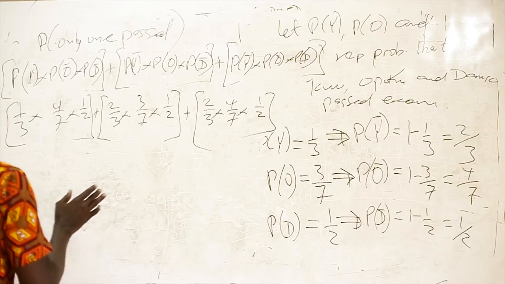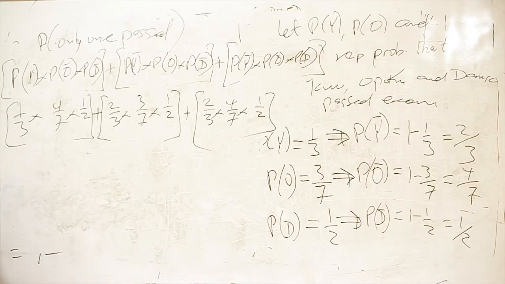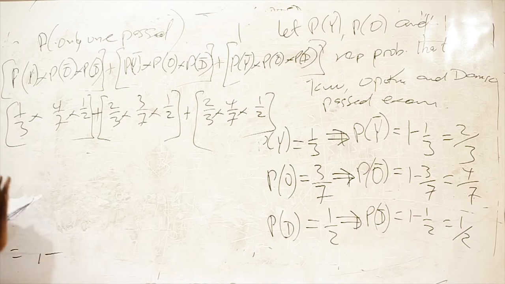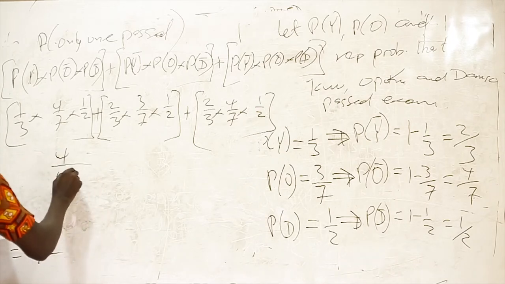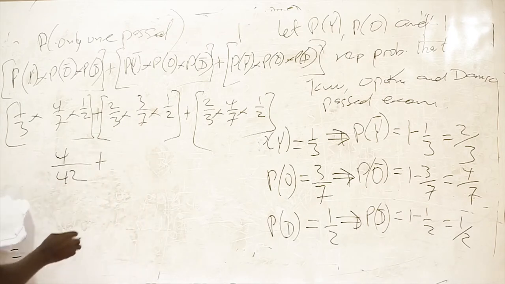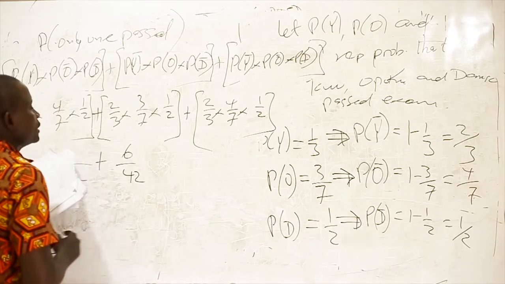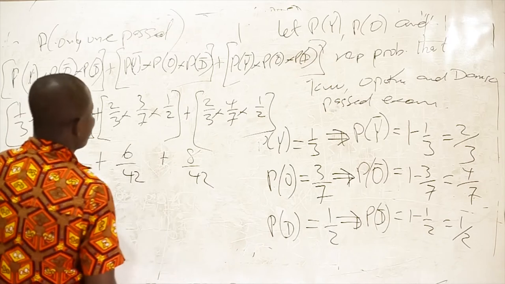So now, there's another trick here. This is addition, okay? The trick here is don't cancel anything. If you cancel it, the denominators will change. Just multiply them straight away so that you get like fractions. So here, this time, we get top to be 4, down to be what? 42, because 21, 42. Plus, in this bracket, we have 6 over 42. When you multiply, the denominator will not change. Plus 8 over 42.